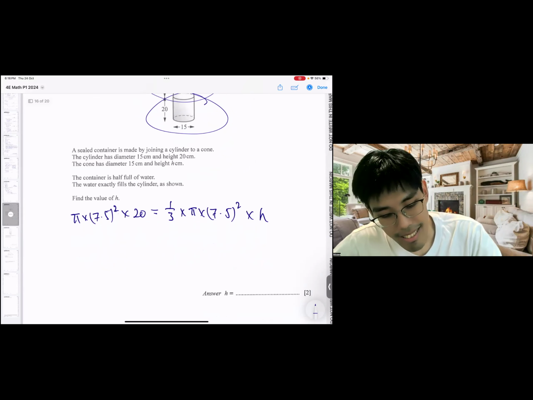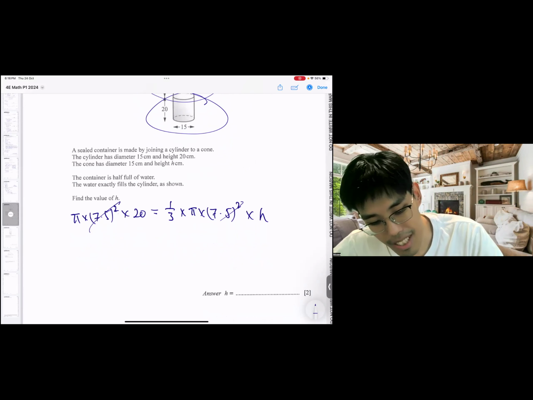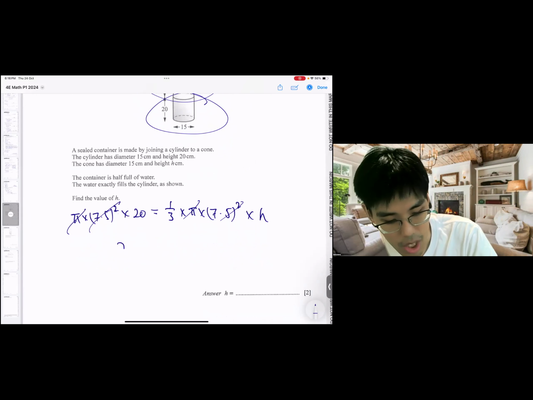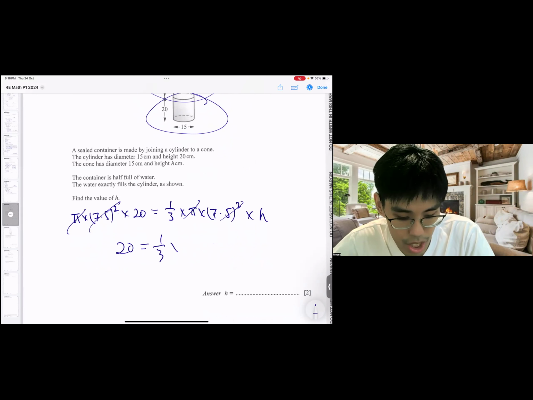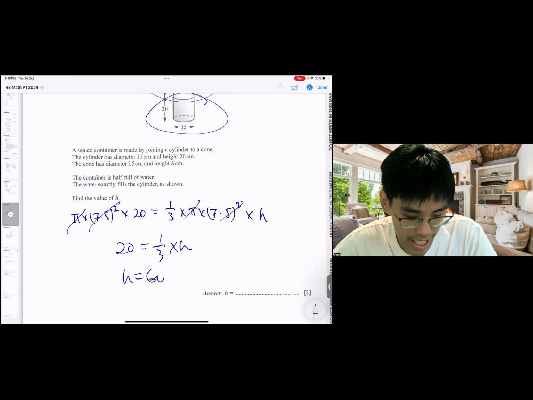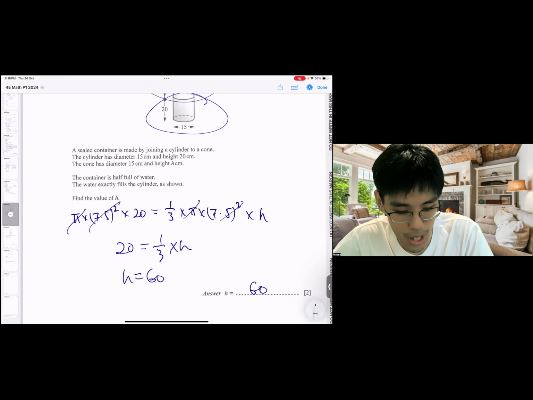Quite straightforward then. Okay, this one can cancel off. Pi can cancel off. So 20 equals 1/3 h. h is 60. Aiyo, I thought what, yeah. Okay, easy stuff. Okay, next.